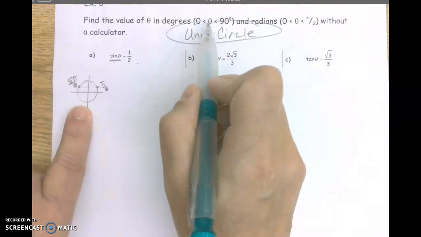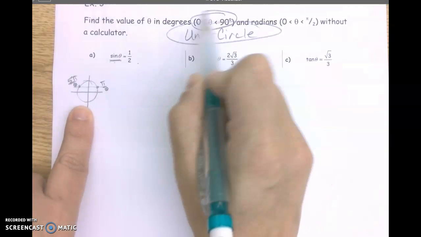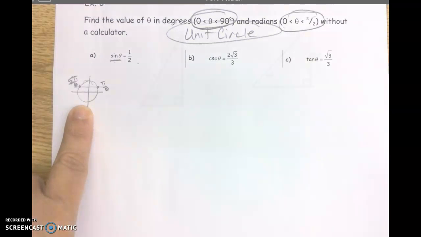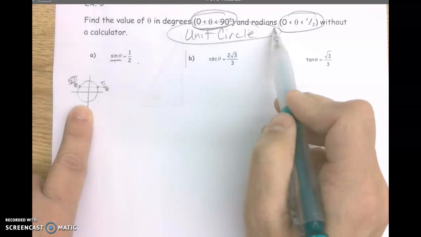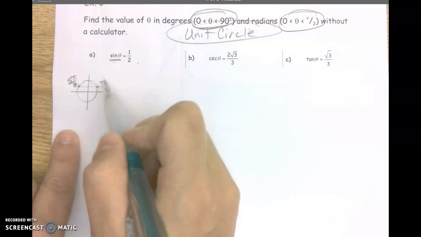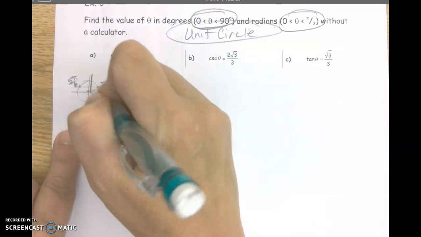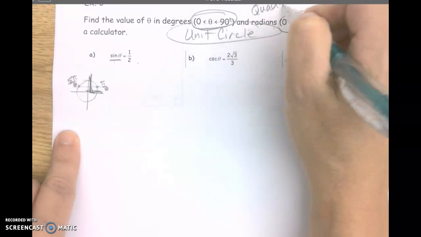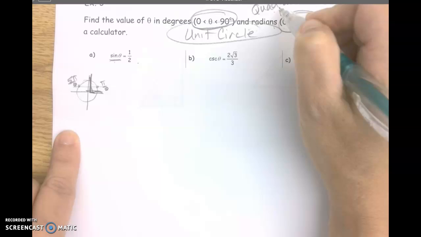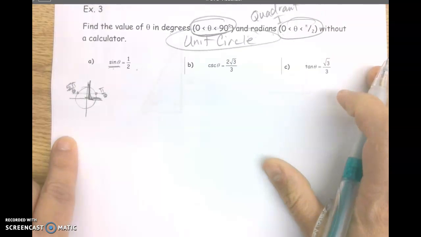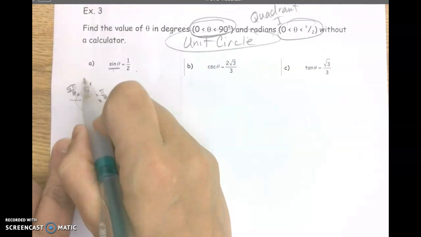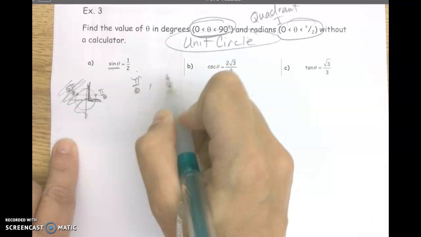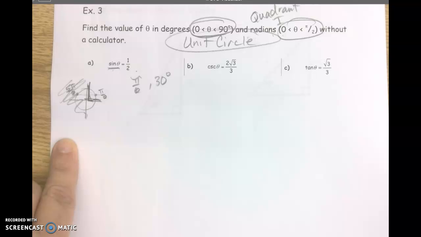But if I go up here and look at the instructions, it says only between 0 and 90 degrees or 0 and pi/2. And we want degrees and radians. So I just want quadrant 1. I'm only looking in quadrant 1. All right, so I don't need any of that. So pi/6 or 30 degrees.